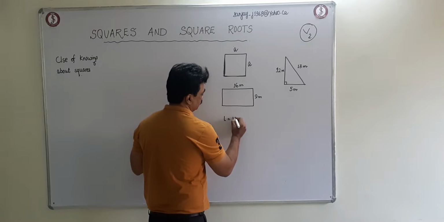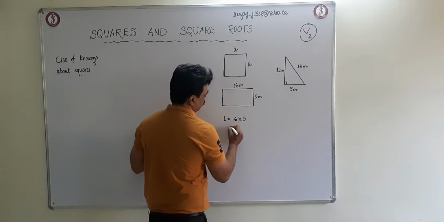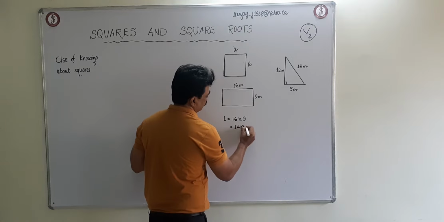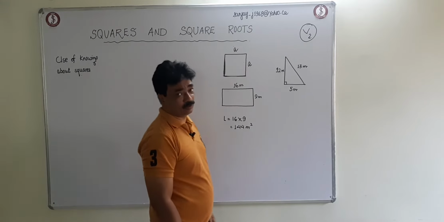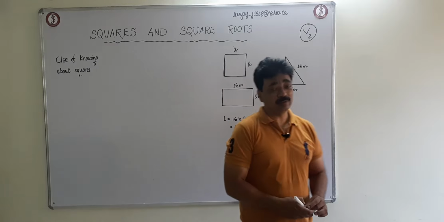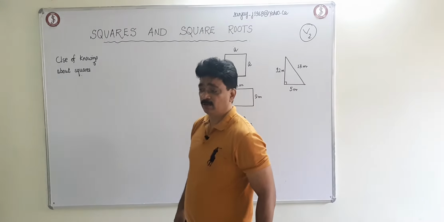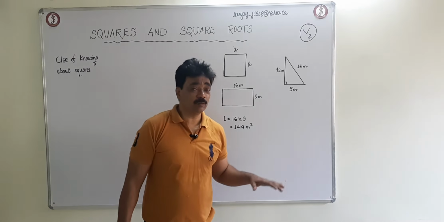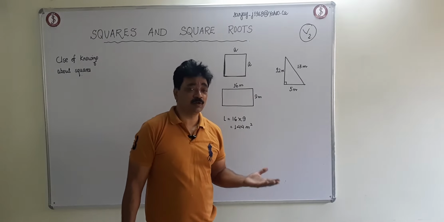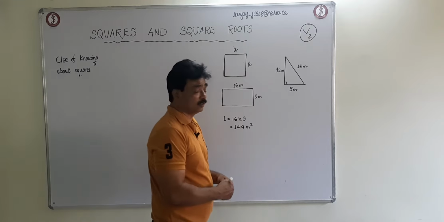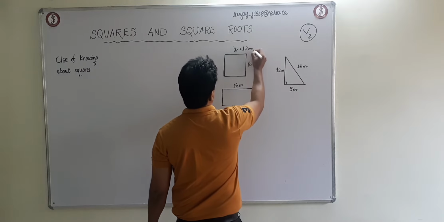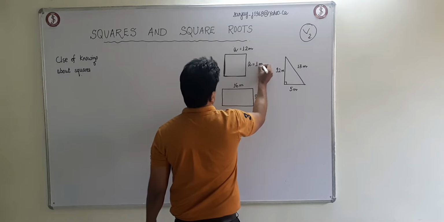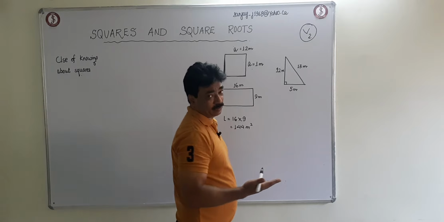So you will get 16 into 9. So you will get 144 meter square. Alright, so this area should be equal to 144 meter square, and the length should be equal to breadth. That means what number when multiplied by itself gives 144? Straight away you know 12. So that means you have to get a land which has got length and width same equal to 12 meters. This is the first application you should understand.